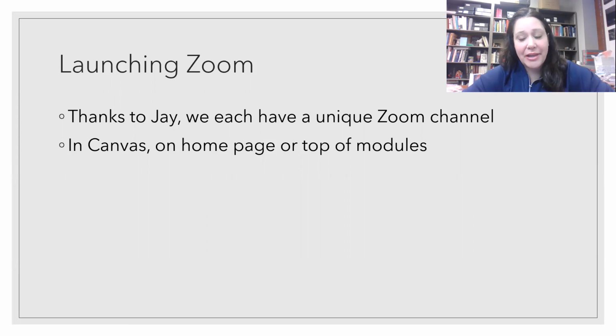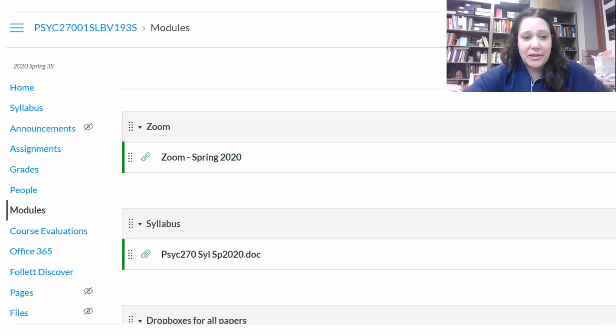And the way that you find that, you can do it a couple of ways, but the easiest way is to go into Canvas. Jay has already put this within all of our Canvas classes. So you go into Canvas and you can find that either on your home page, or depending on if you've already set a different home page, it'll be at the top of your modules. So that'll look like this.